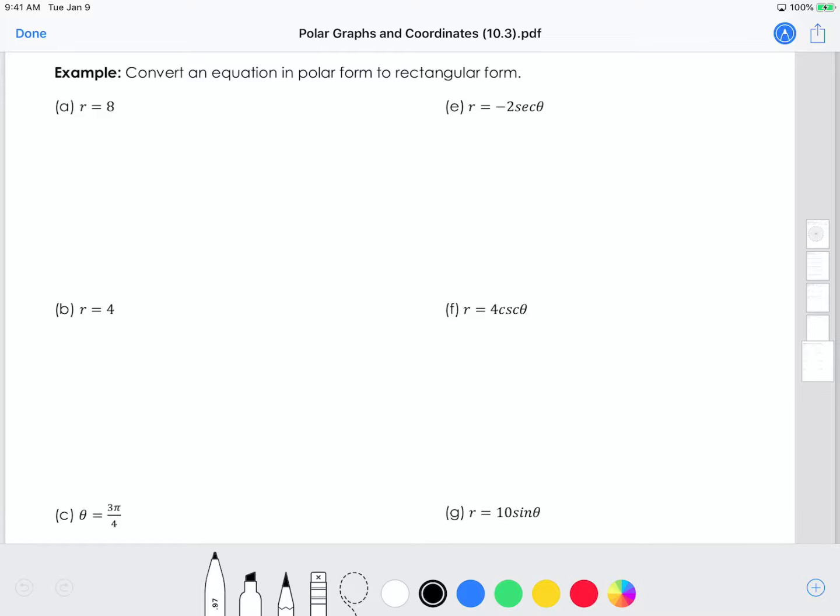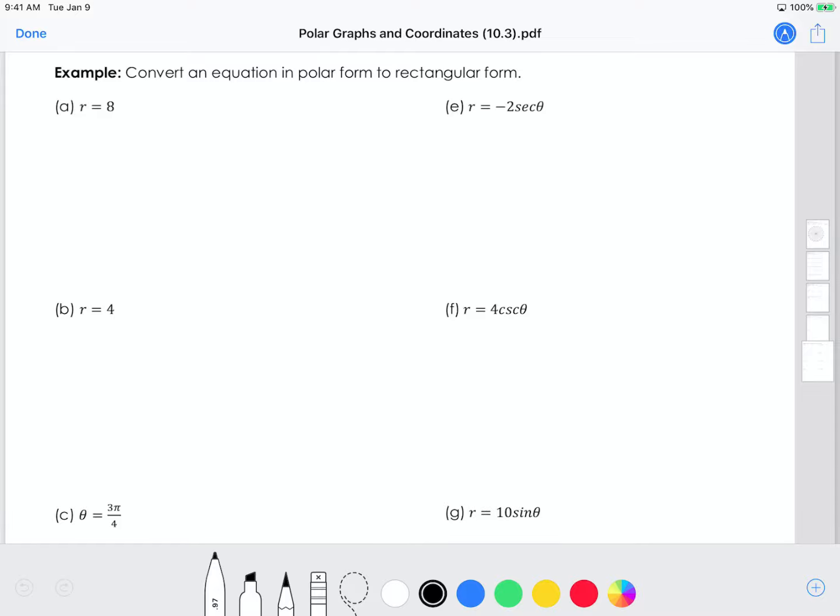Okay, now we're going to practice converting an equation that's in polar form into rectangular form. So now our equations are given to us in r's and thetas, and we're going to change them into x's and y's. In example A, this is a circle with a radius of 8, and we're going to change this into rectangular form with x's and y's.